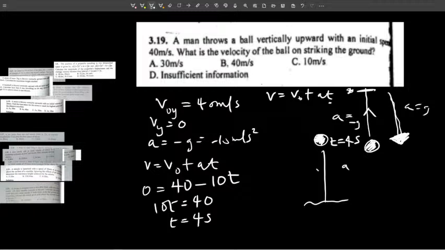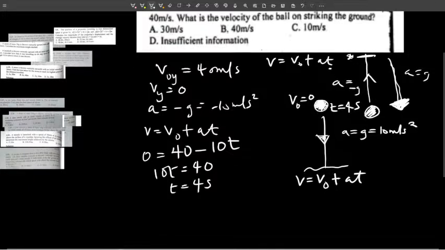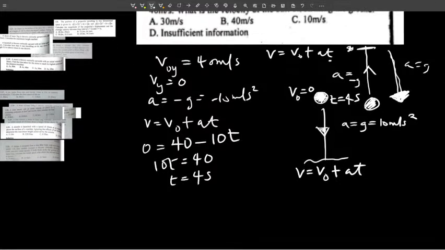Now we know it's coming down, so that means a is g, which is 10 meters per second squared. What else do we know? V naught is zero, because the body has come to rest and is starting from rest. So our formula again is V equals V naught plus at. Our V is what I'm looking for, our V naught is zero, plus a.